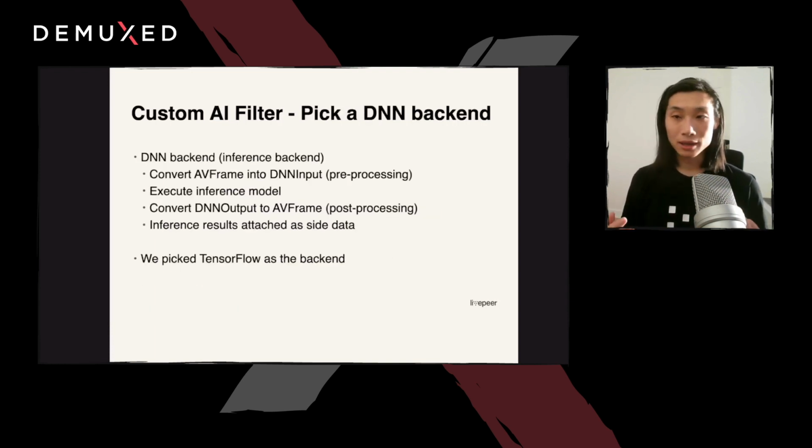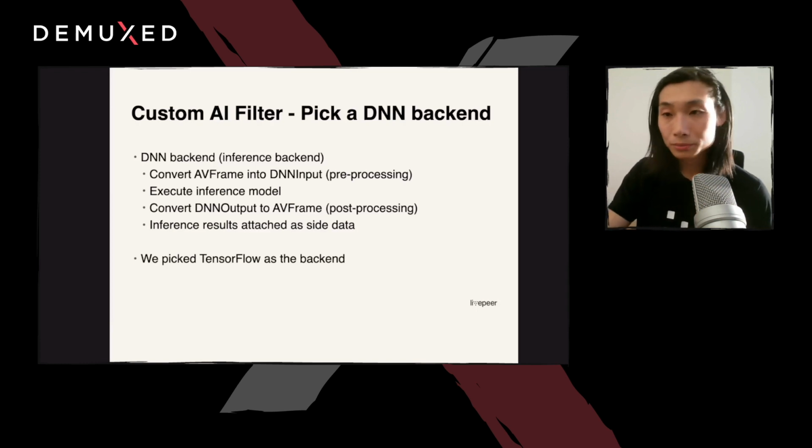We also had to pick a DNN backend, and for this, we picked TensorFlow because we wanted to run on the GPU. The DNN backend code in ffmpeg is pretty nice. It gives us an opportunity to do pre-processing and post-processing. So for example, the pre-processing step is where we shrink the source image down to the 224 by 224 input size in order to feed into the inference model.